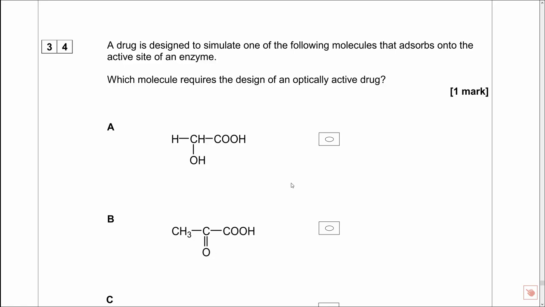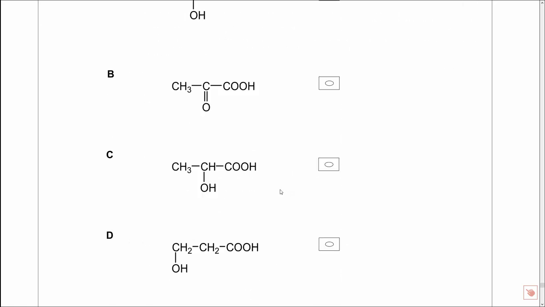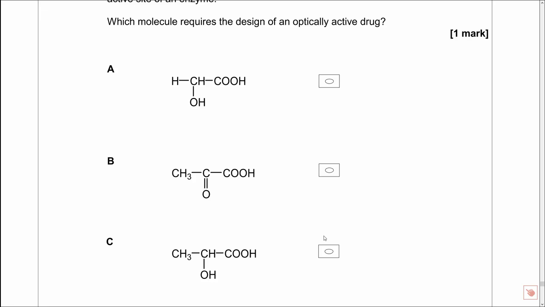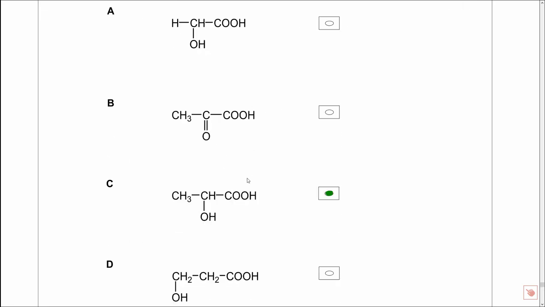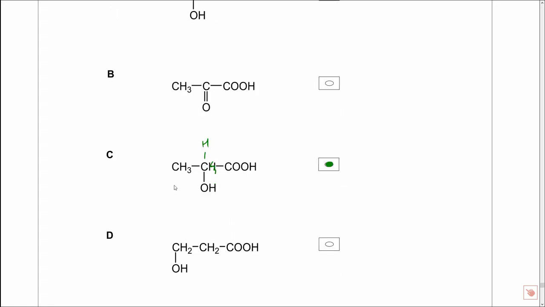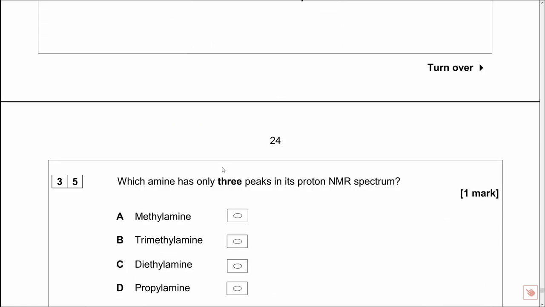A drug is designed to simulate one of the following molecules that absorbs on the active site of an enzyme. Which molecule requires the design of an optically active... What? Okay, right, I see. I think it's got to be C. If you find the question a bit confusing, it's basically saying which of the following is optically active. So it's got to be this one, because ordinarily that would be there. Here you've got two H's. Two H's isn't optically active. That one's not got enough groups. Four separate groups. It's got to be that one.